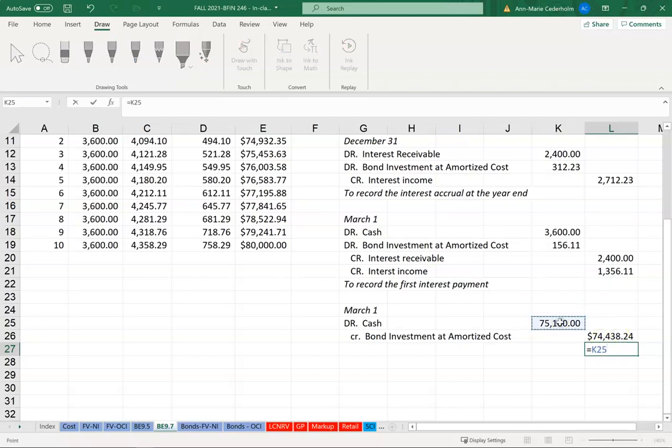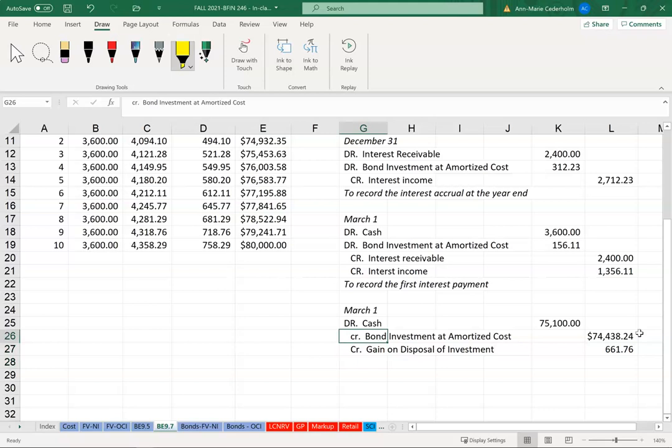Now it looks like I need to put something on this side to balance that out. So if I go 75,100 minus the 74,438, that gives me 661.76. So since it's a credit, it's going to be a gain. So I'll just say gain on disposal of investment. If it ended up being a debit that I had to balance it with, then I would just say loss on disposal of investment. And I'll just say to record the sale of bond. All right.